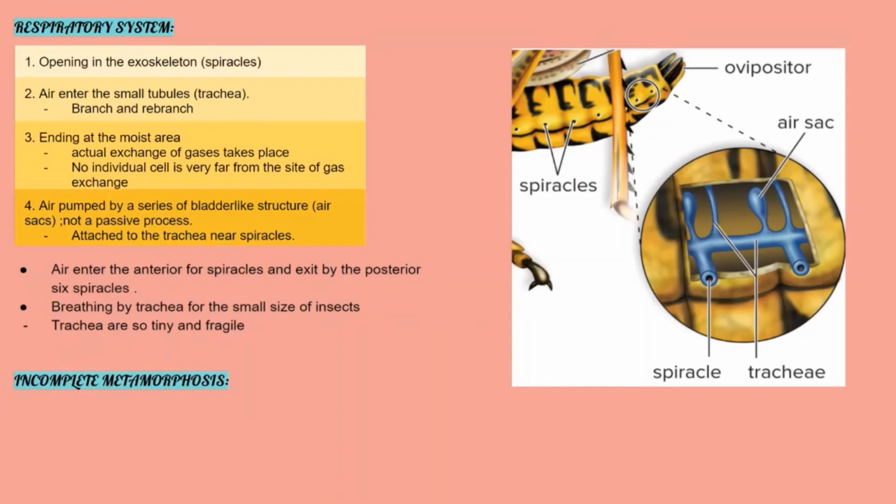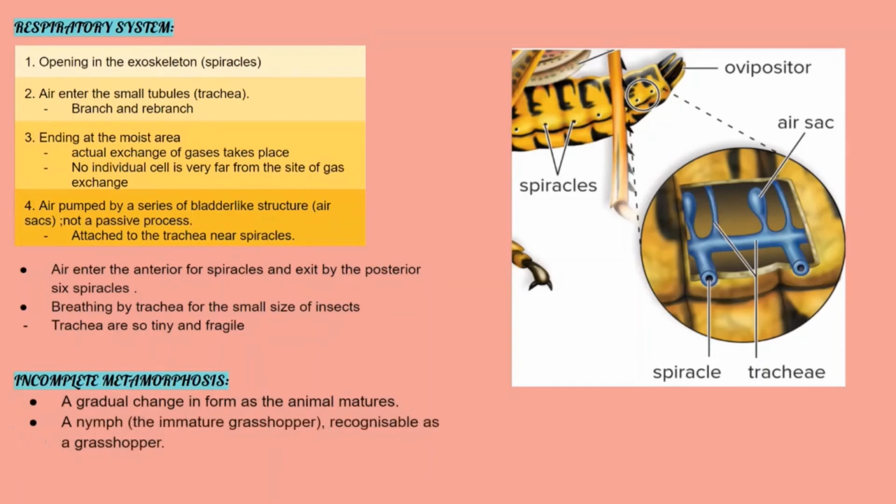So, next is incomplete metamorphosis. The grasshopper undergoes incomplete metamorphosis, because there is a gradual change in form as the animal matures. The immature grasshopper is also recognizable as a grasshopper, and it has no actual change in structure, nor a change in its food source.